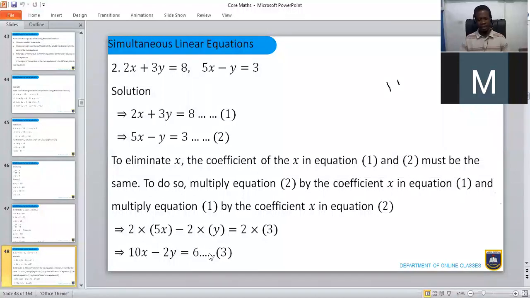What I'm saying is this. We have 2 equations, and we are considering whether the variable we want to eliminate has the same coefficient in both equations. We want to eliminate x, and that x does not have the same coefficient.